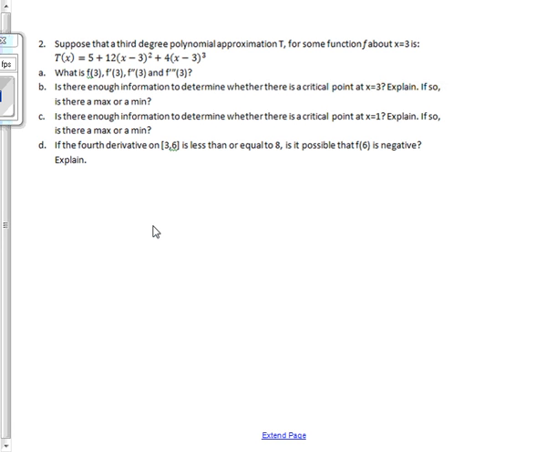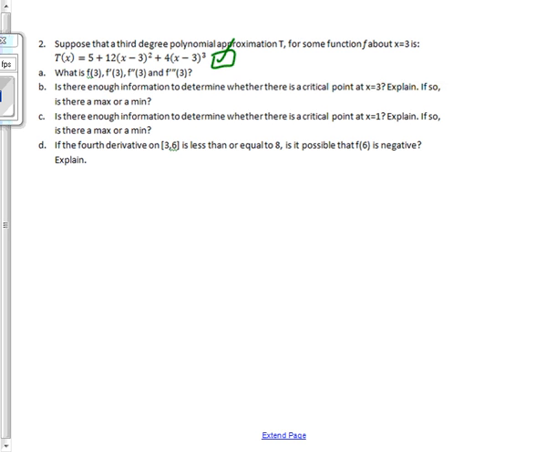Question number 2. Here we go. So it says find f of 3, f prime of 3, f double prime of 3, f triple prime of 3. So this is really just a question of, do you know how to get a Taylor approximation? Because the Taylor approximation is given to us already.